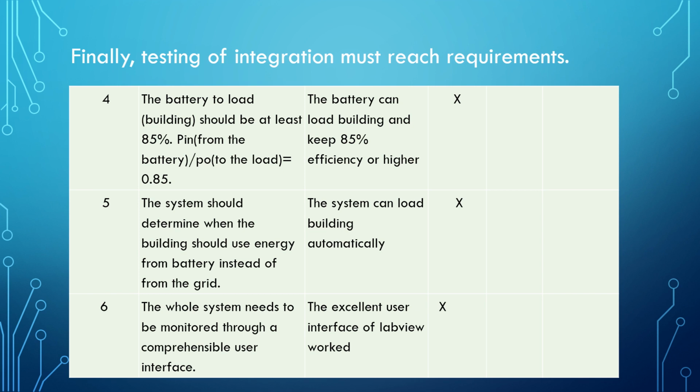The system should determine when the building should use energy from the battery instead of from the grid, and the system can load the building automatically. So our system is good enough for smart intelligence. So this one is passed. And the last one is the whole system needs to be monitored through a comprehensible user interface. So it also worked. Every waveform is shown in our user interface.